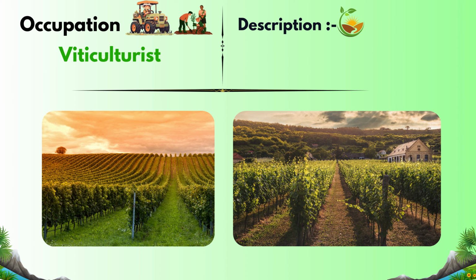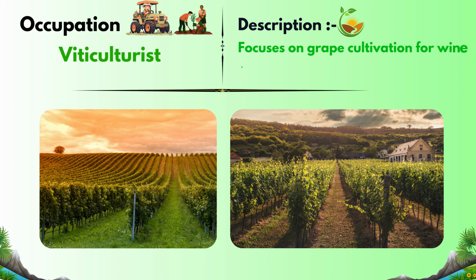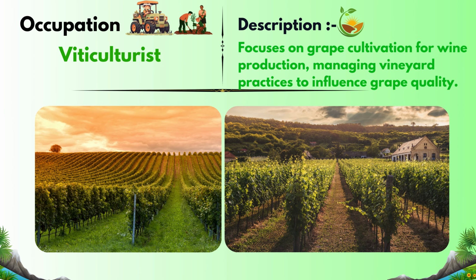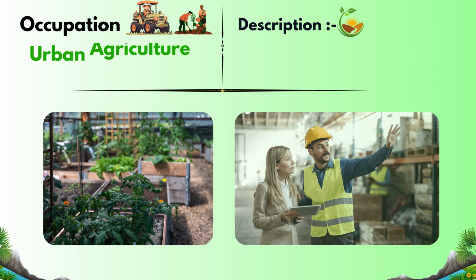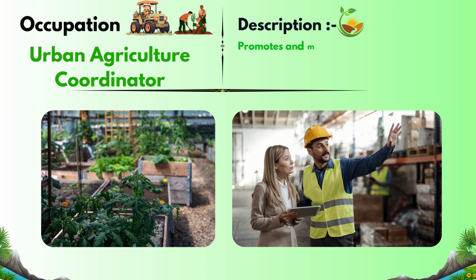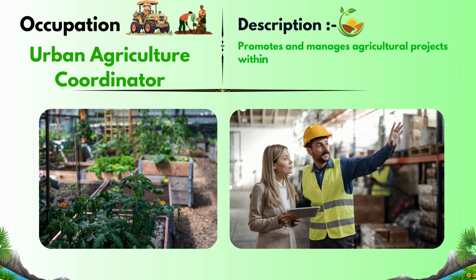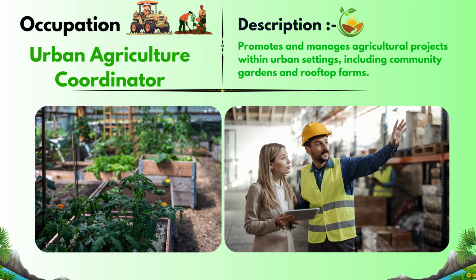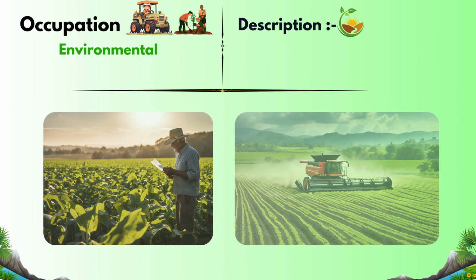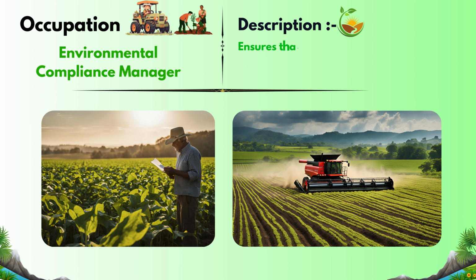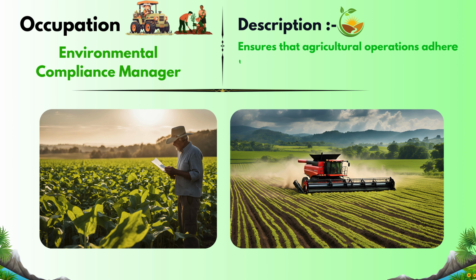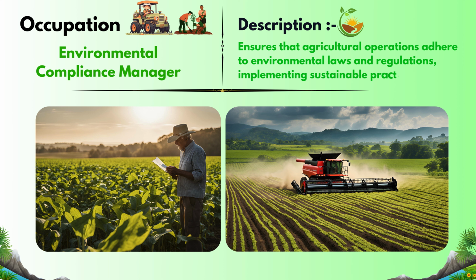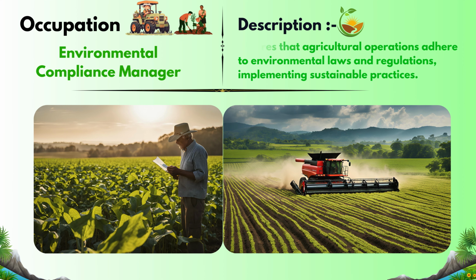Viticulturist focuses on grape cultivation for wine production, managing vineyard practices to influence grape quality. Urban agriculture coordinator promotes and manages agricultural projects within urban settings, including community gardens and rooftop farms. Environmental compliance manager ensures that agricultural operations adhere to environmental laws and regulations, implementing sustainable practices.